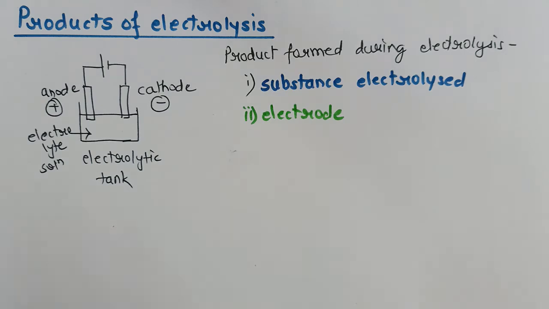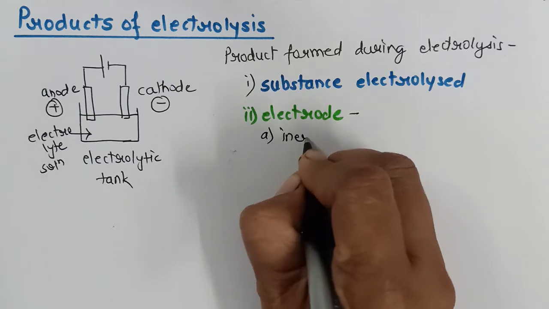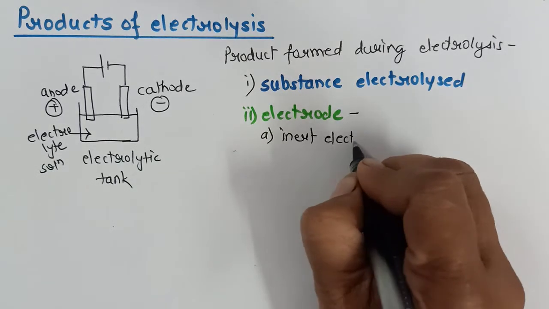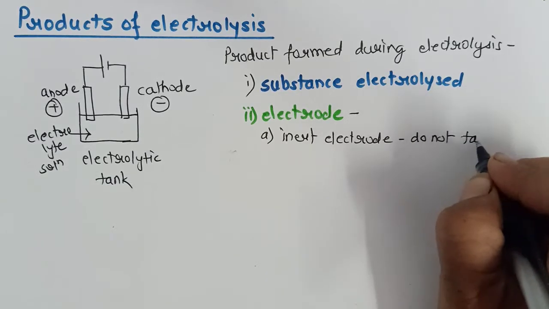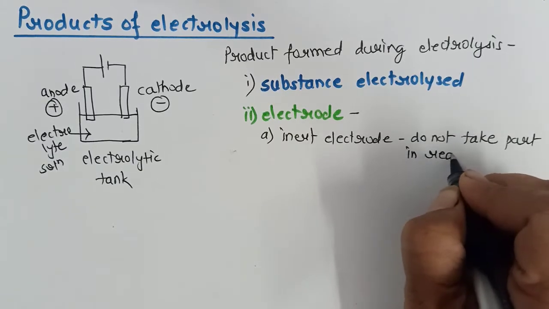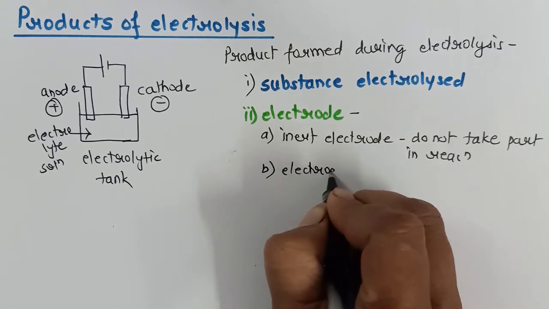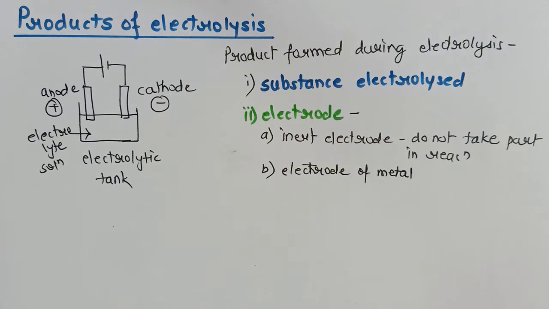The electrode used can be of two types. The first one, if we use an inert electrode, then it will not participate in the reaction. Like gold, platinum, these electrodes do not take part in the reaction. And if we are using an electrode of a metal, in that case the reaction will be different because it will take part in the reaction.